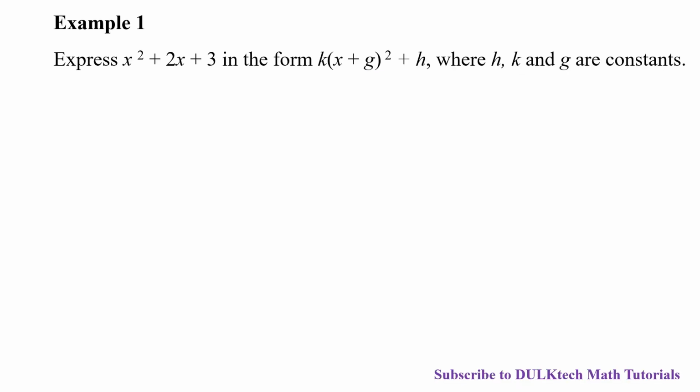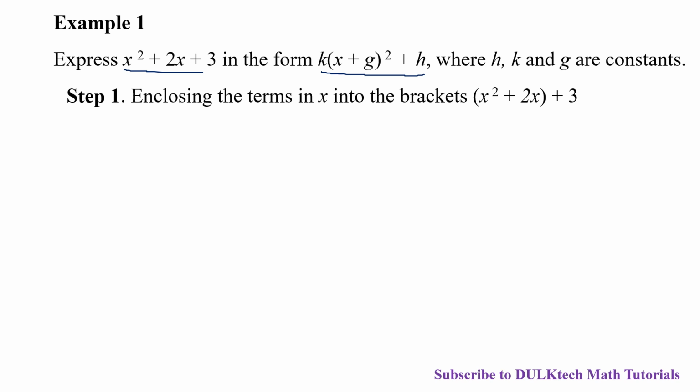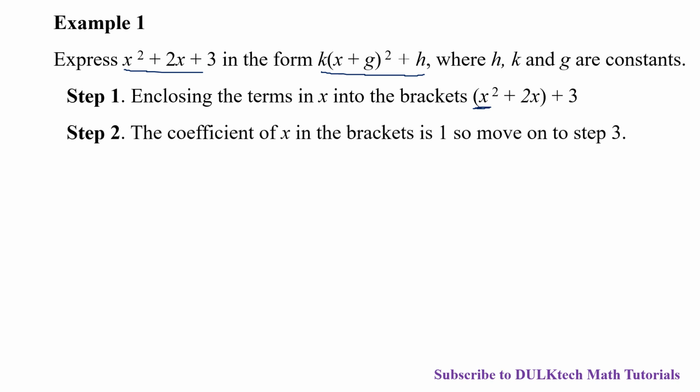We are going to complete the square step by step, stating the steps in this first example. We want to express this one in the form this one. That's completing the square. So the first step is to enclose the terms in x like this. Then the next step is to make sure that the coefficient of x squared is 1. In this case, the coefficient of x squared is 1, so we are skipping step 2. We are going straight to step 3.